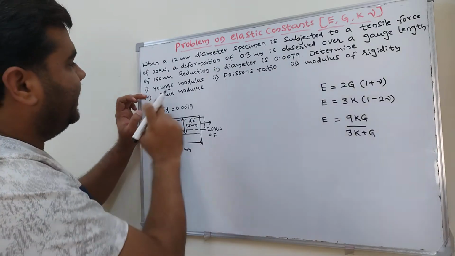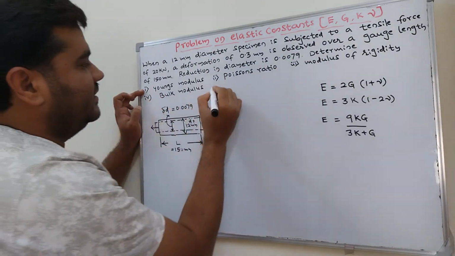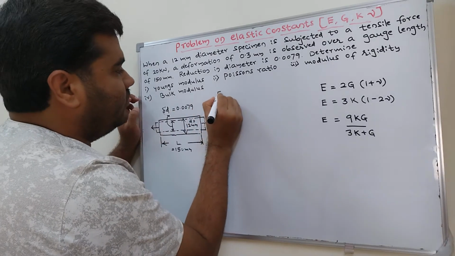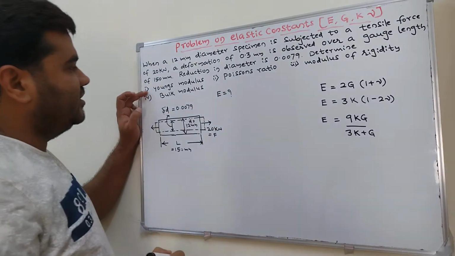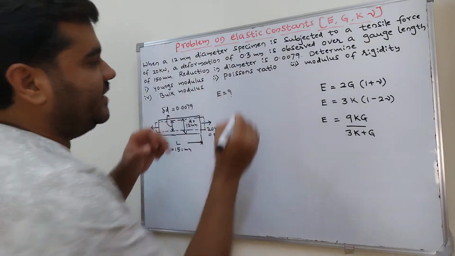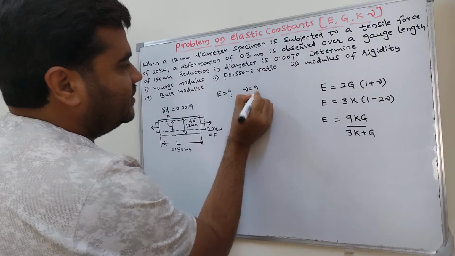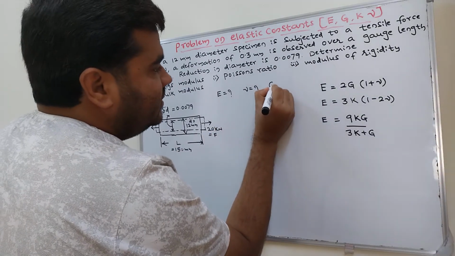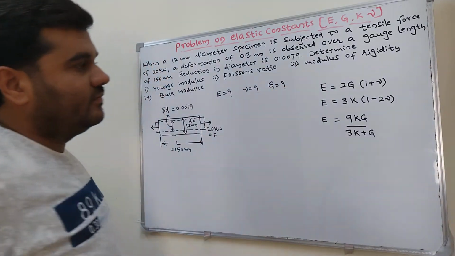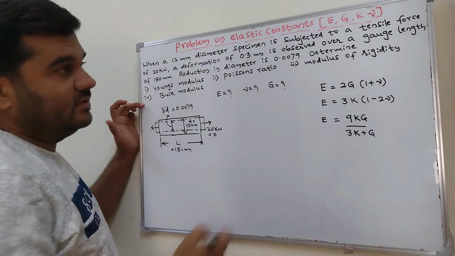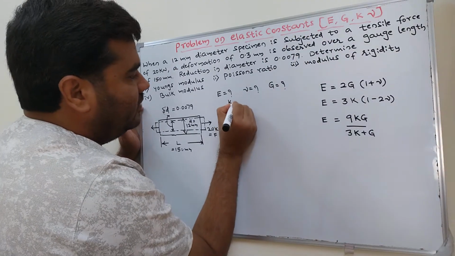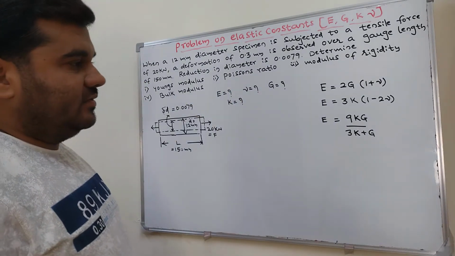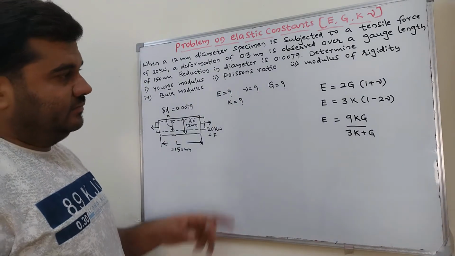What we want to find out? Determine, first one is Young's modulus, we need to find out E. Second one is Poisson's ratio, nu equal to how much? Third one is modulus of rigidity, G equal to how much? Fourth one is bulk modulus, that is K, K equal to how much? These are all the data we need to find out here. First, we will analyze the problem and go one by one through the relations.